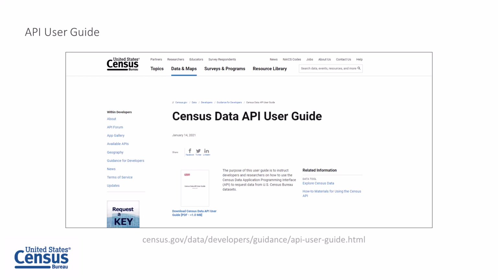One of the great resources we've already mentioned in this course is the API User Guide. It has an overview of key concepts of the API and different components of API queries with several great examples. It touches on datasets from surveys and programs across the Census Bureau. As you gain more experience in the API, you will find it helpful to refer back to this user guide for more tips and tricks.